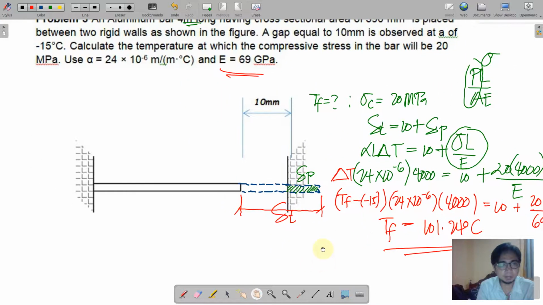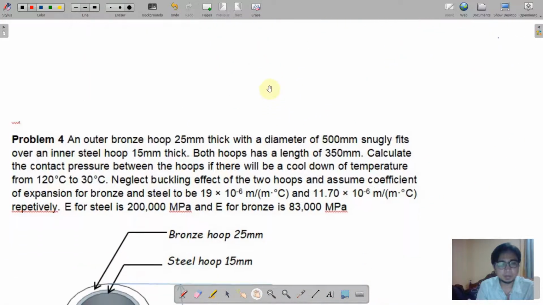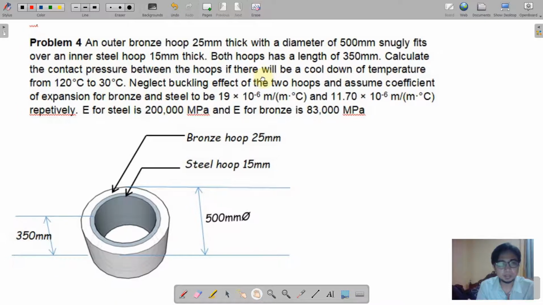So next problem, we have problem number 4. So in this problem, we have an outer bronze here that is 25 millimeter thick. So the diameter of that is 500 millimeter. So it snugly fits over an inner hoop 15 millimeter thick. Both hoops has a length of 350 millimeters.